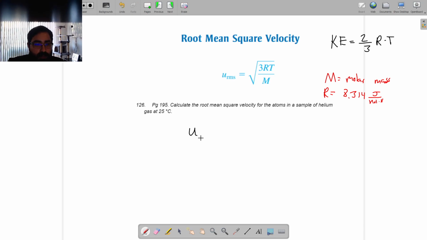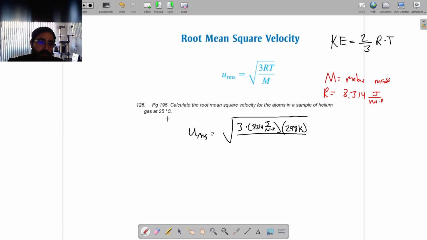So the root mean square velocity of a gas is equal to the square root of 3 times R, which is 8.314 J over mole times K, and then times the temperature. The temperature for this problem was 25 degrees, but you should already know that's 298 K. And then M, big M, is the molar mass, but it is in kilograms.